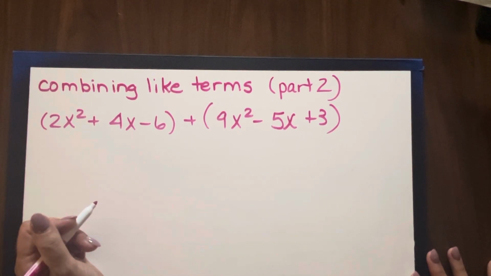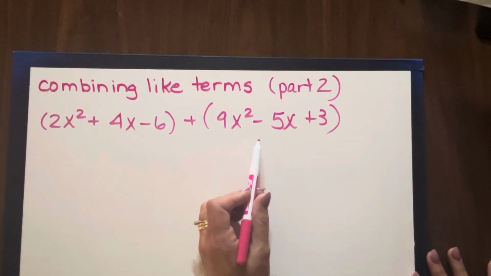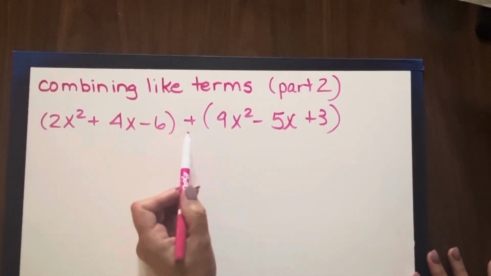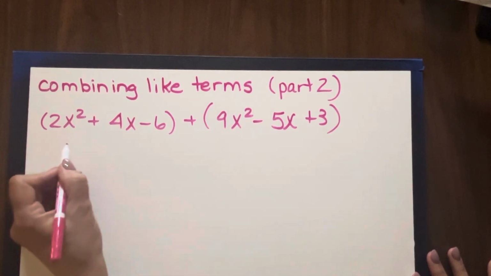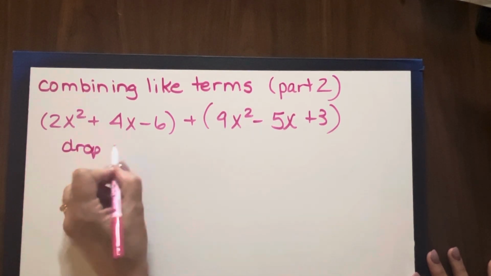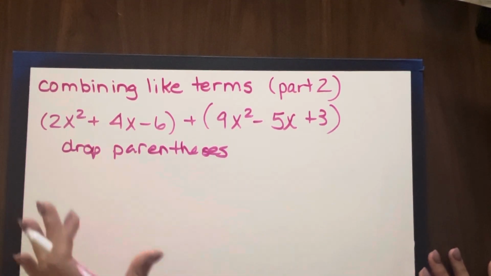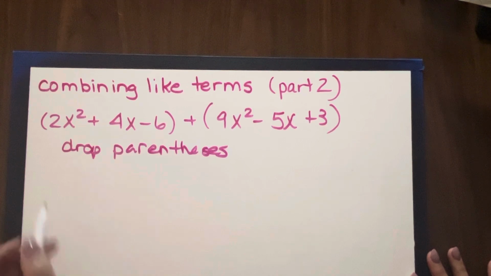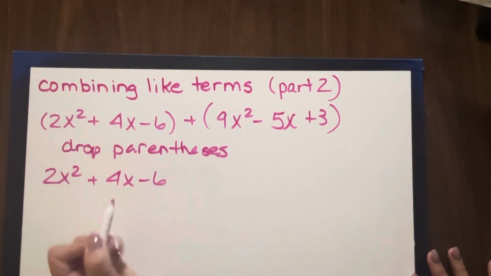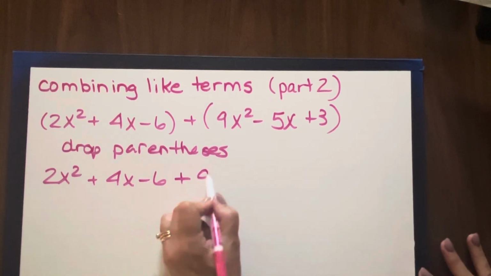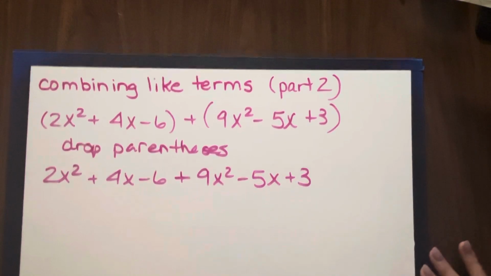did previously. When I am adding two polynomial expressions together, the addition is what I look for here. All I have to do is drop the parentheses and then just look for the like terms. So I would do 2x squared plus 4x minus 6, drop the parenthesis, plus 9x squared minus 5x plus 3.